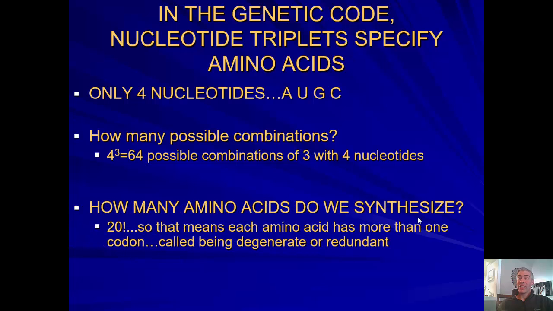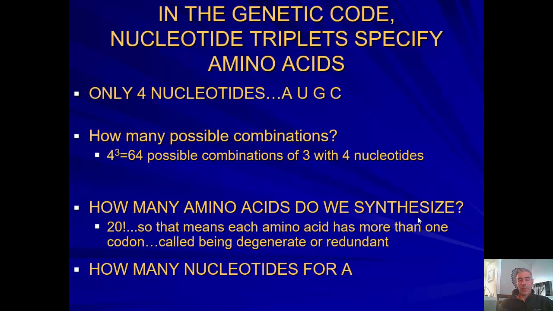And we actually synthesize 20 different amino acids. So that means each amino acid must have more than one word associated with it. That's called being degenerate, or redundant, because we have 64 combinations, but only 20 amino acids, so we have multiple words that code for the same amino acid.